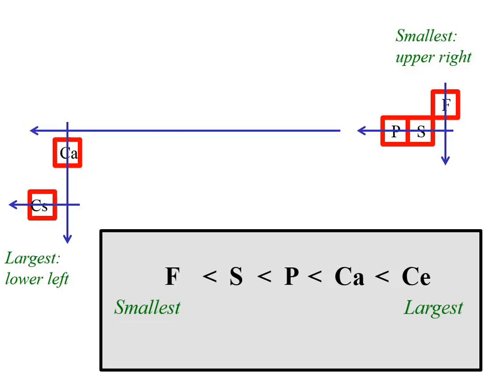So to me, the only catch is this whole phosphorus-sulfur thing. That's the only catch, I think. If it's in the same period, it actually gets larger as you go from right back to left again.